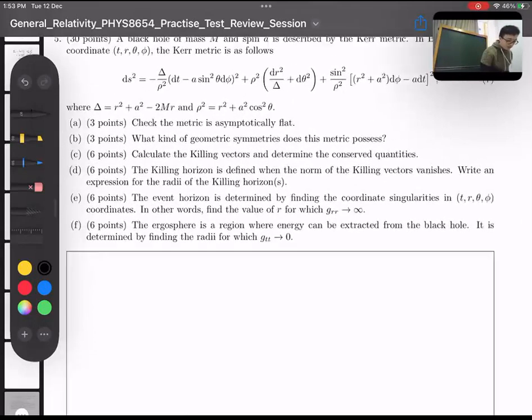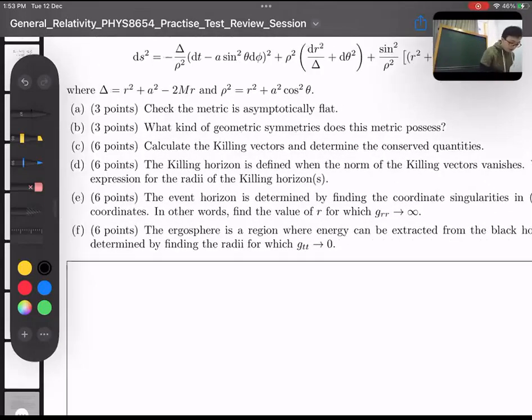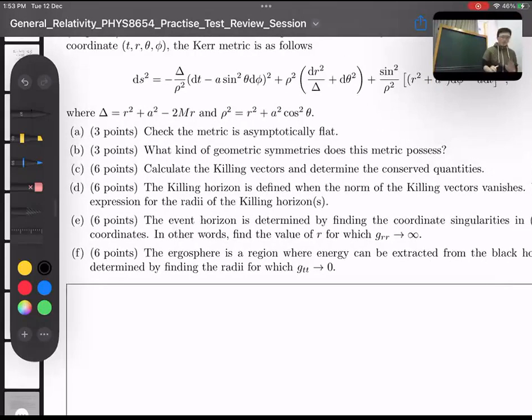But let me do the first part where it says it's asymptotically flat. So this is kind of like, if you know your approximations well, it's quite good. So delta over rho squared is of order r squared. This is also of order r squared. If you set r to infinity, this quantity is of order 1. So the dt term is of order 1 here. And in here, this term is of order a squared. Here, this term is of order 1 as well.